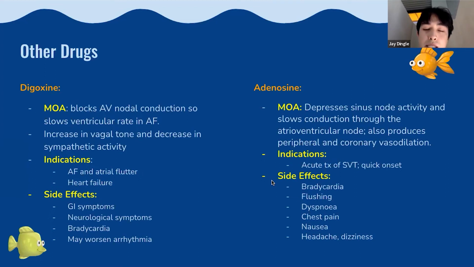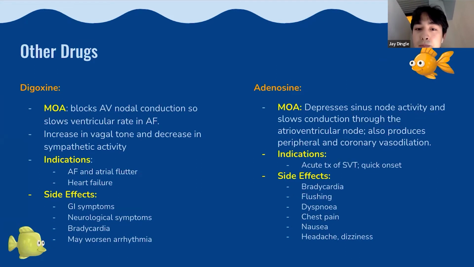So its mechanism of action is that it blocks AV nodal conduction, slowing ventricular rate in atrial fibrillation. So you use it in AFib, atrial flutter, heart failure. Side effects are nausea, vomiting, headaches, dizziness, so your common GI and neurological symptoms, bradycardia, and then it may also worsen arrhythmia as well.